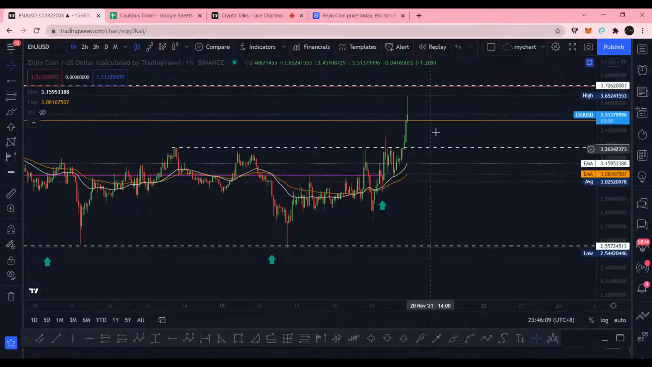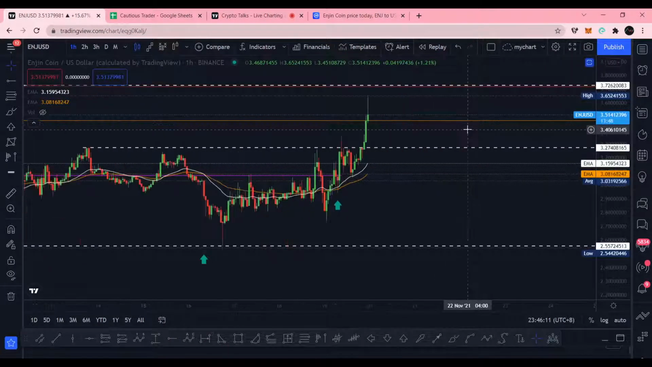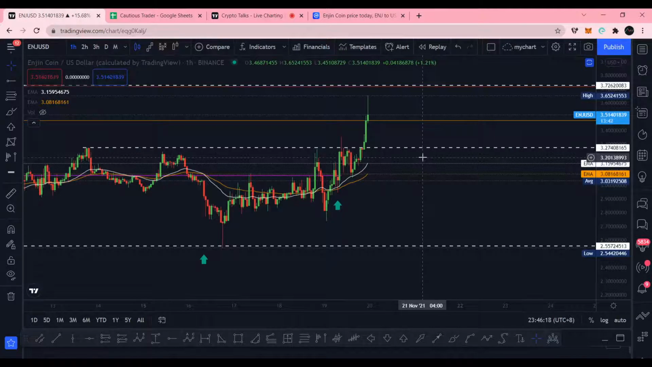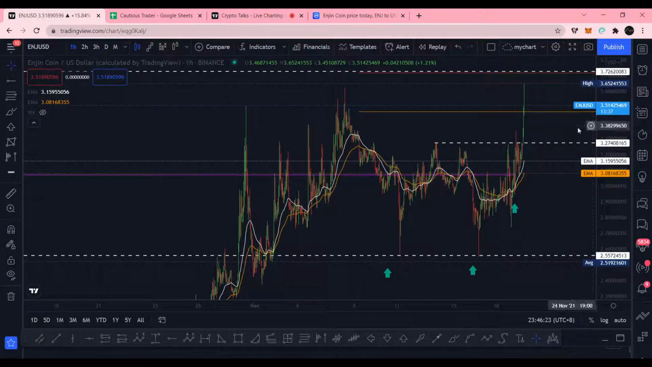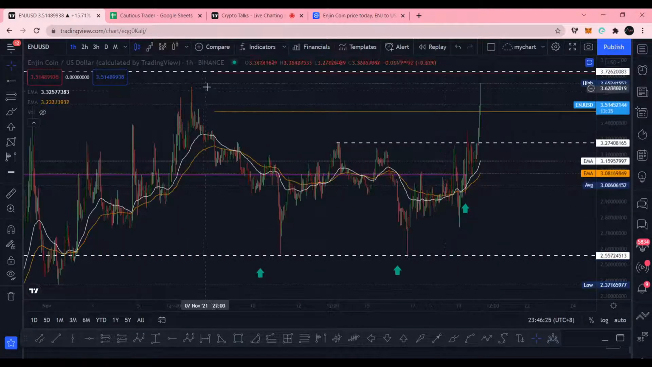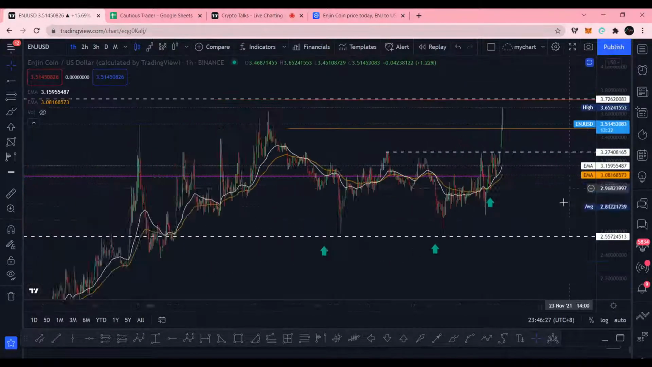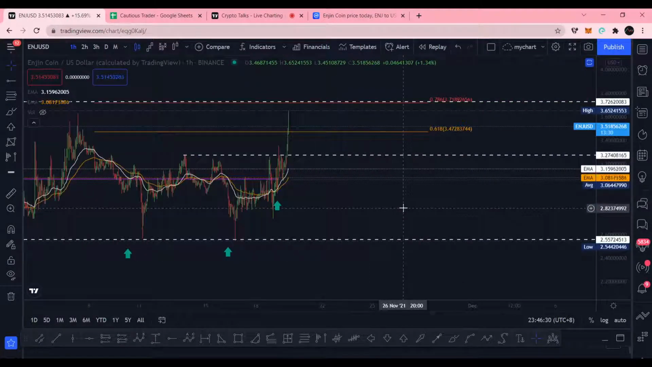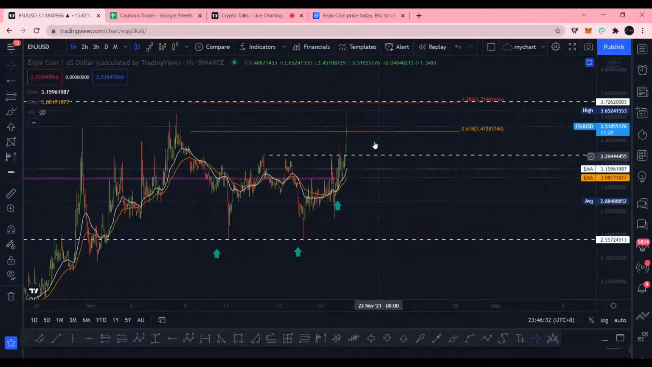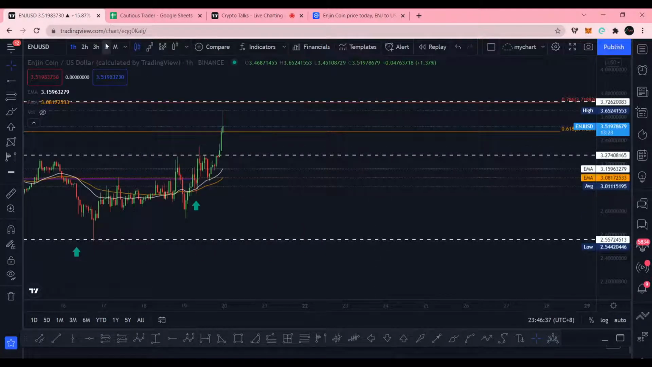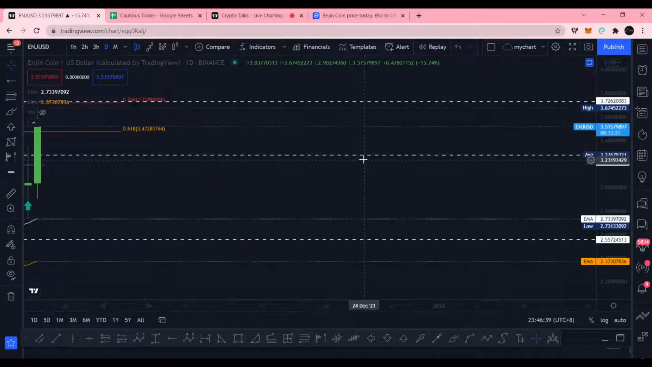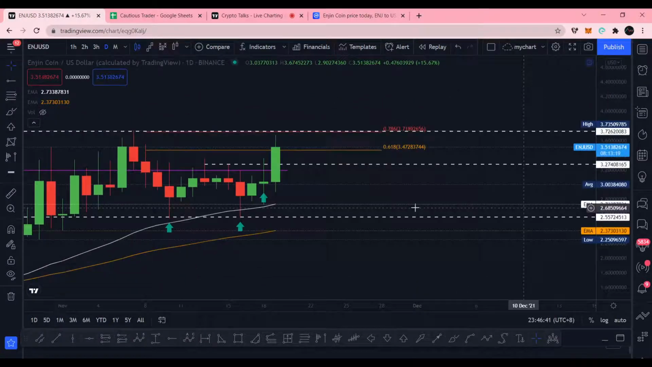Kasi even dito, breakout. So let's wait for the 1 hour to close because that's also the 618, right? Yeah, the 618. Tinitignan ko yung possible entry ko eh.